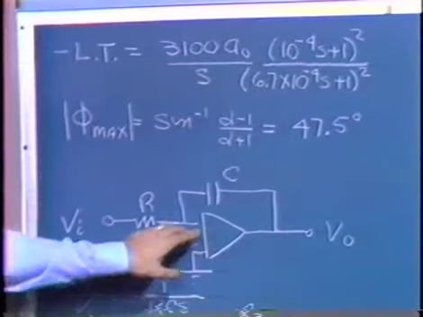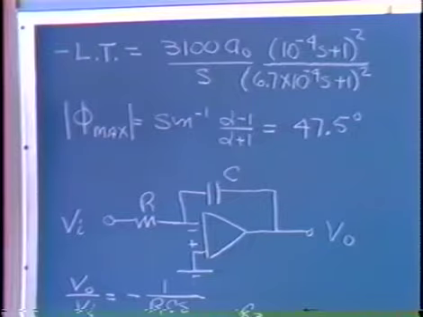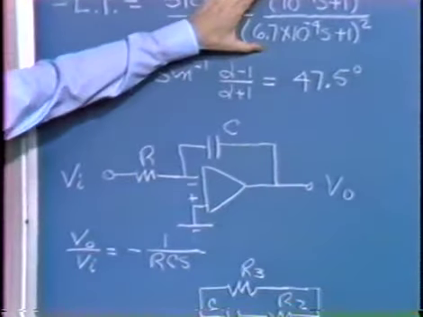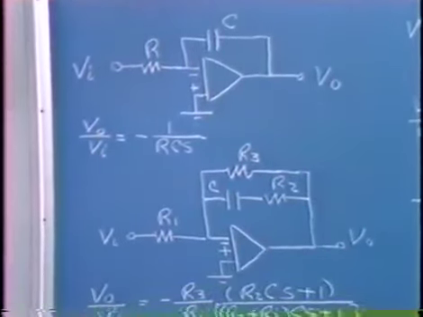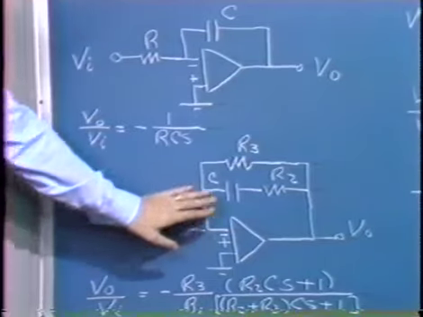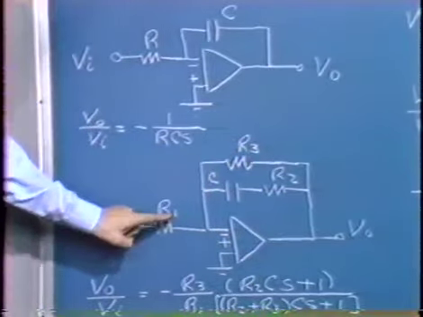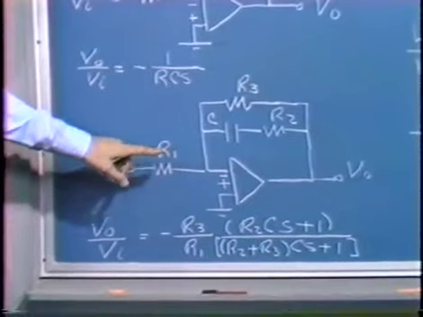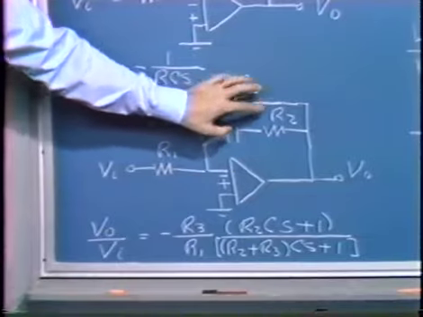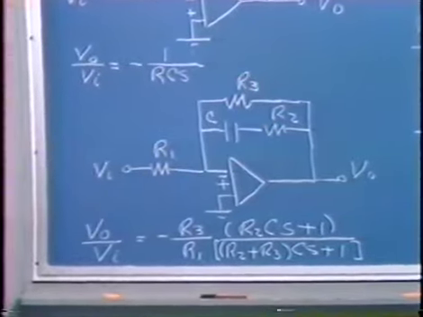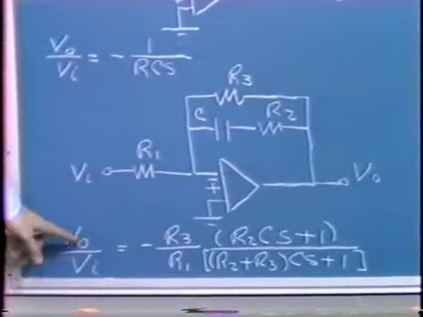The transfer function, of course, for this operational amplifier configuration is the familiar one, minus 1 over RCS. We want to get lag-type transfer functions. We get that with this operational amplifier configuration. I think we can see that at sufficiently low frequencies, where the capacitor is an open circuit, the input to output gain is simply minus R3 over R1. At higher frequencies, where the capacitor is a short circuit, the gain is minus R3 in parallel with R2, divided by R1.